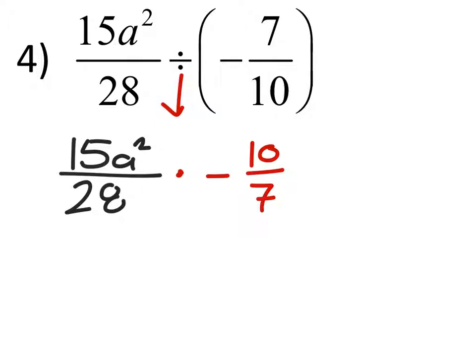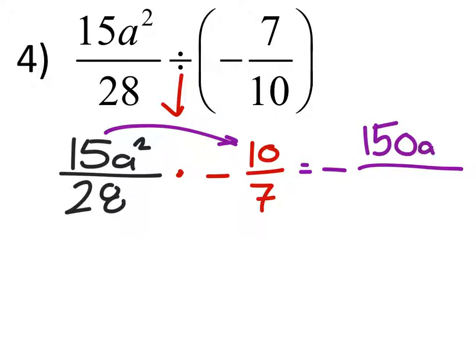I don't see anything that really stands out to me as simplifying really easy, so I'll just multiply these. 15a squared times 10, and yeah, we got that negative. That would be 150a squared. And we have to remember to include that a squared in this new fraction. 28 times 7, 196.